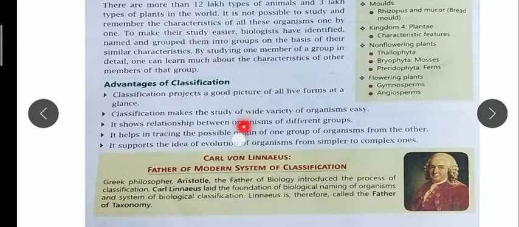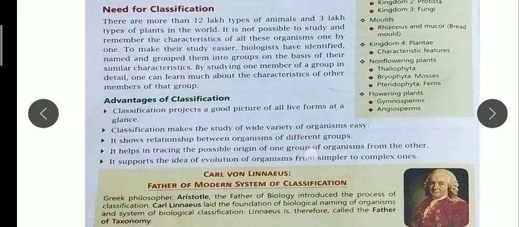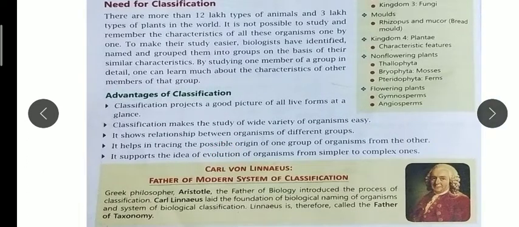Now, it shows the relationship between organisms of different groups. If we study the different kingdoms, we will get to know the dissimilarities among them. We can get to know why kingdom 1 is different from kingdom 2 and kingdom 3, and how they are different from each other structurally and functionally. So we can get this knowledge also. It helps in tracing the possible origin of one group of organisms from the other. So we can easily trace which order and which species belong to which family and kingdom.